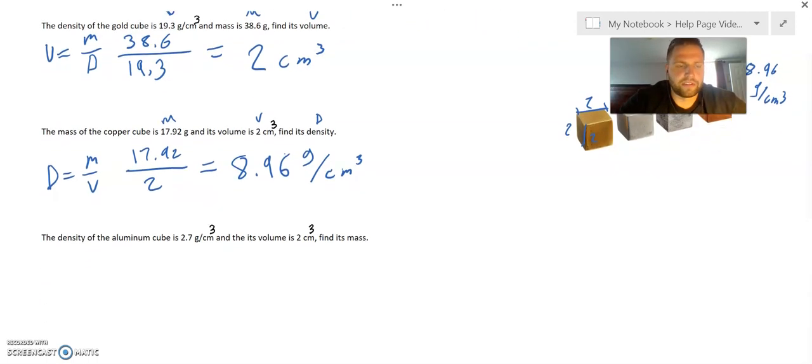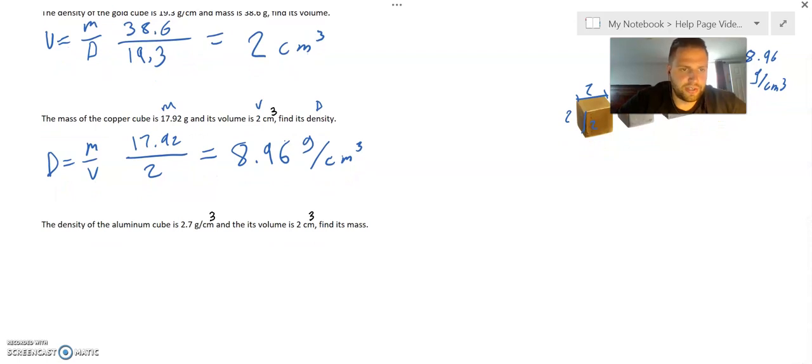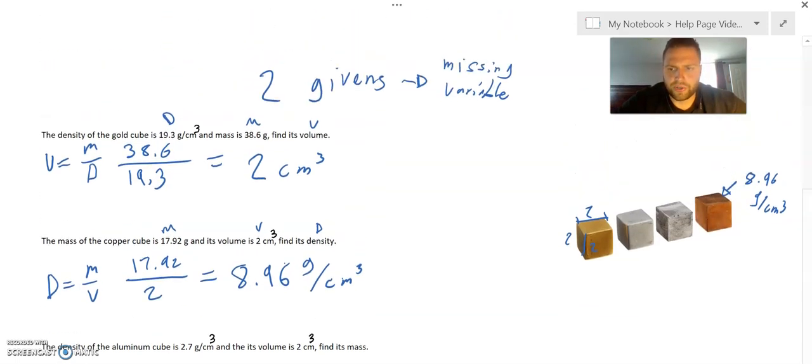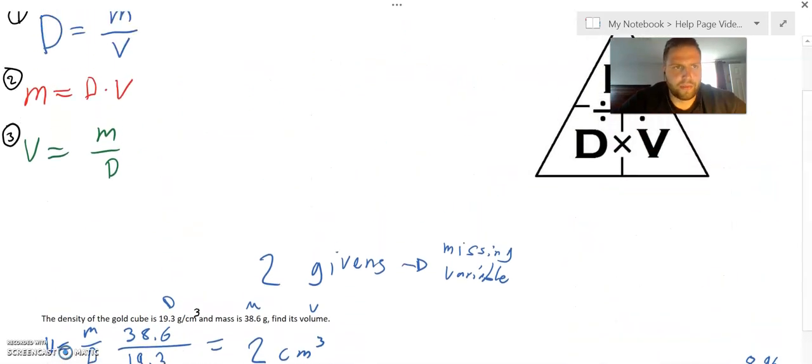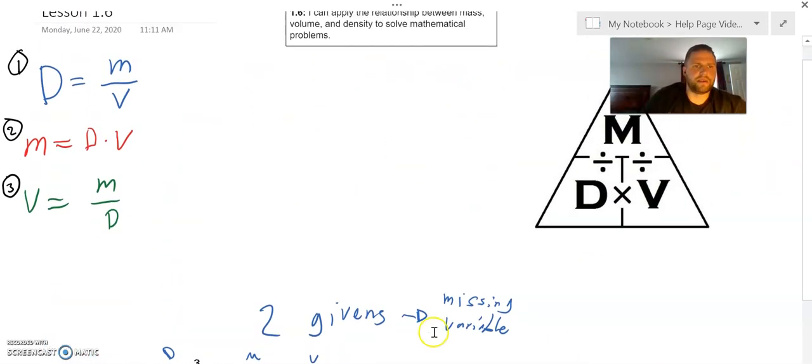All right, and let's now move on to the last one. So it says the density of the aluminum cube is 2.7 grams per centimeters cubed, and its volume is 2 centimeters cubed. Find its mass. So now we're looking for the equation that solves for mass, all right? And what that looks like to me is equation number 2. So we're going to go ahead and copy this guy down.